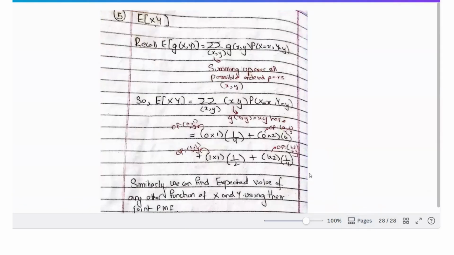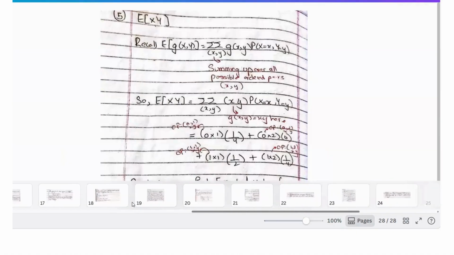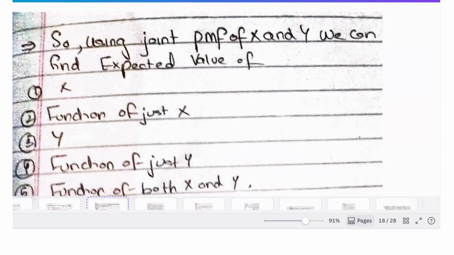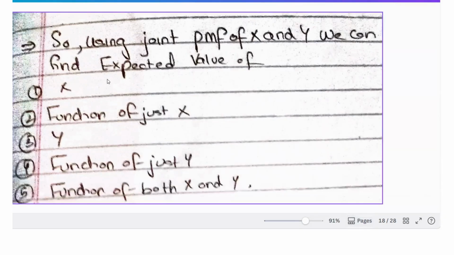Similarly, we can find expected value of any other function of x and y using the joint PMF. So the idea is that using the joint PMF of x and y, we can find expected value of a function of just x, a function of just y, or a function of both x and y. We did it for expected value of x times y, but we can find expected value for any other function of both x and y as well.